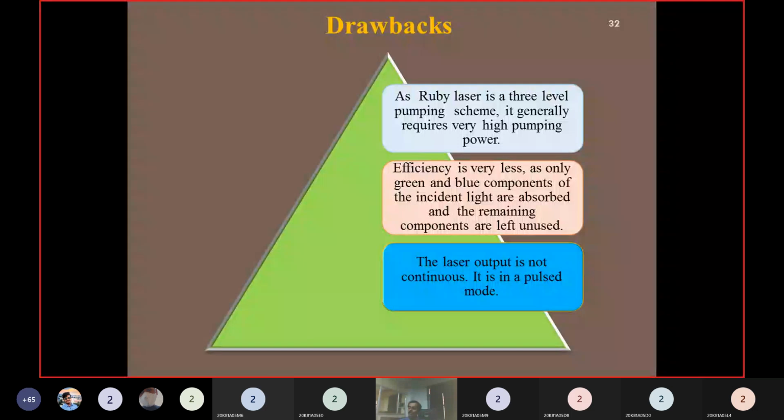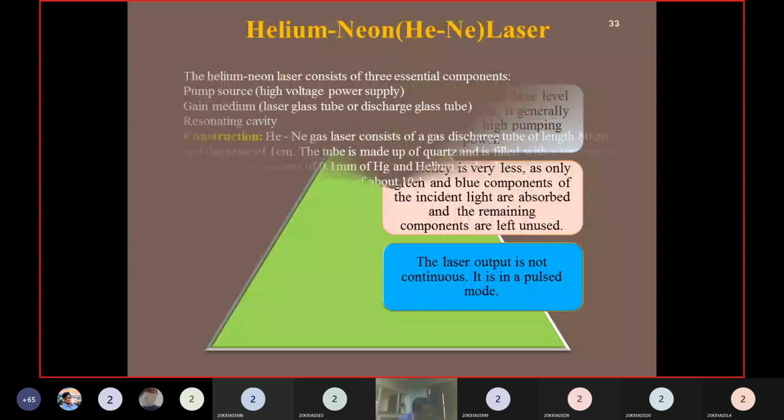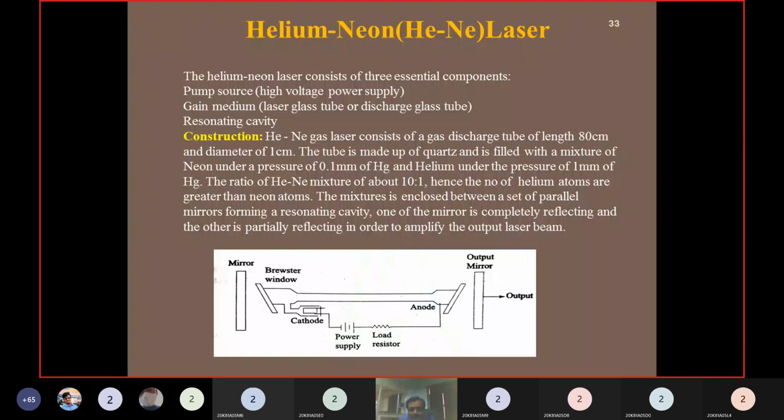What is the time now? Yes, 3 minutes remain. Are there any doubts on the ruby laser? This is most important, the ruby laser and the helium neon laser. These are all very important. If you have any doubts, you can ask. Tomorrow we'll discuss the helium neon laser.